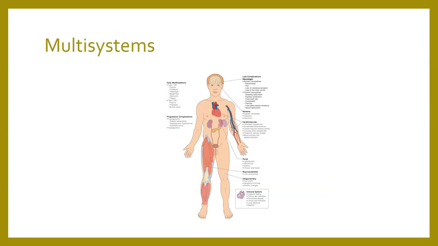Signs and symptoms of diabetes. There is a triad of these that indicates diabetes. The first one is polyuria, and that is excessive urination. The second one is polydipsia, or excessive thirst. The last one is polyphagia, and that is excessive appetite.